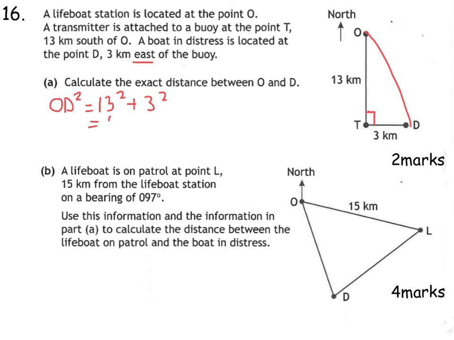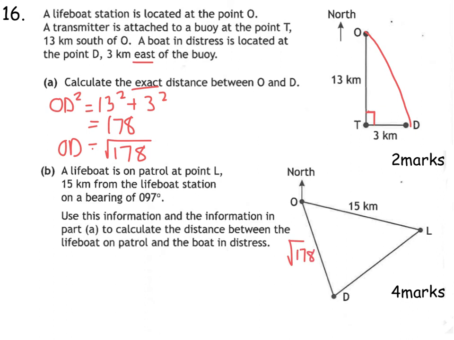Which is 178. And then that would leave you with the square root of 178. Now, that is the exact distance, okay? So I'm going to leave it as that. And I think that's what it's wanting by exact. So we're going to use that in part B, because there's O to D mentioned again. So there's our square root of 178.